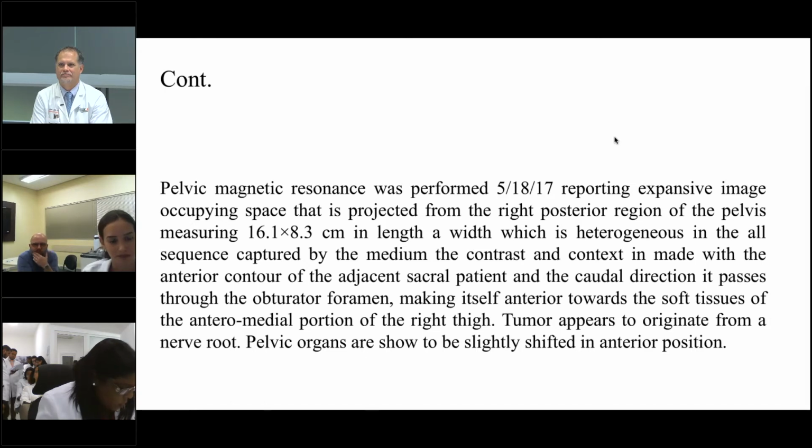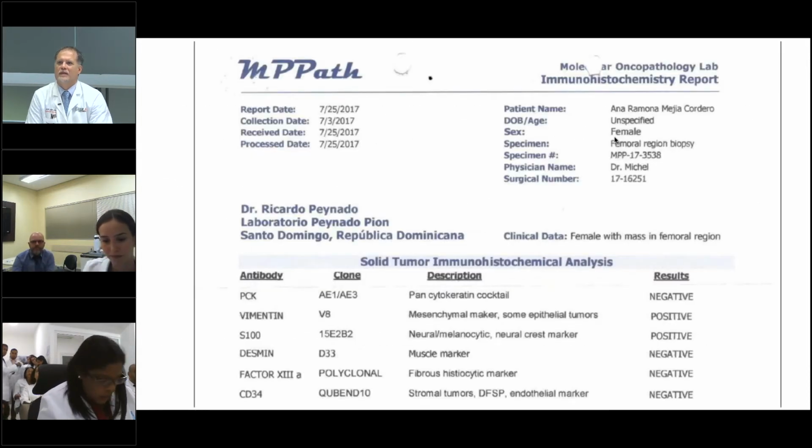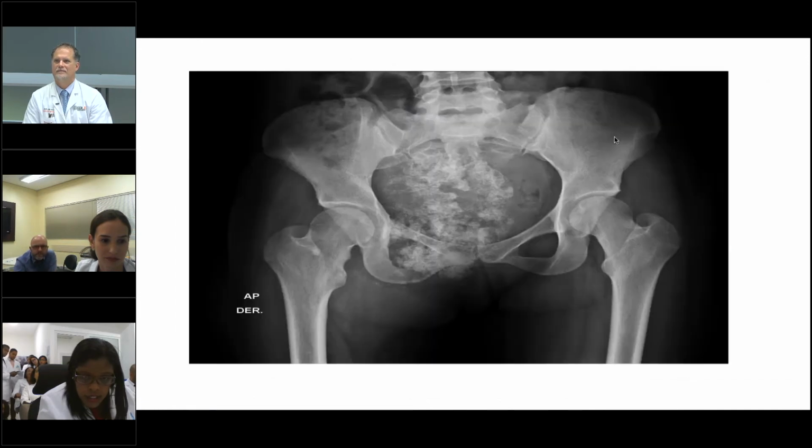The patient is sent to us, where after the previous clinical study it is decided to present the patient in the medical meeting to assess the behavior to be followed. There it is, the immunohistochemistry. This is done on the pelvis. You can see the mass in this area.